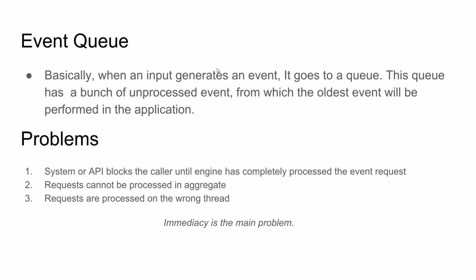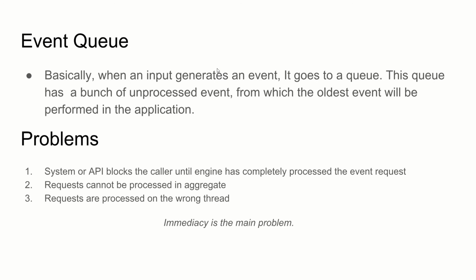So the third problem is that requests are processed on the wrong thread. Ideally in a multi-core system we have a thread for each component, right? Sometimes requests are sent to a different thread, and that is a problem because it's not really optimized to perform such a task. Basically, the main problem in all of this is the immediacy.